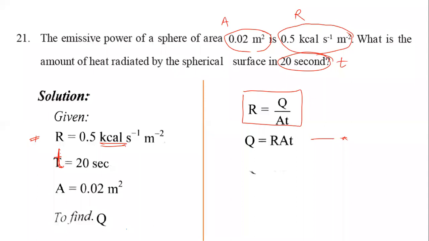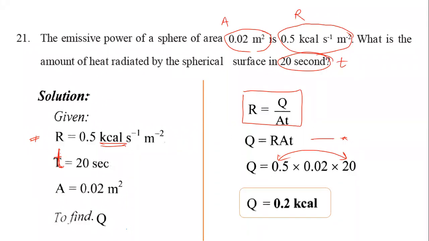Let me substitute as it is. So this is 0.5 multiplied by 0.02 multiplied by 20. The multiplication of these two is 10. 10 into 0.02 is 0.2 is the answer. So 0.2 kilocalorie. I told you, heat radiated we get in kilocalorie because emissive power we substitute in kilocalorie per second per meter square. So we get the answer for this question in kilocalorie.